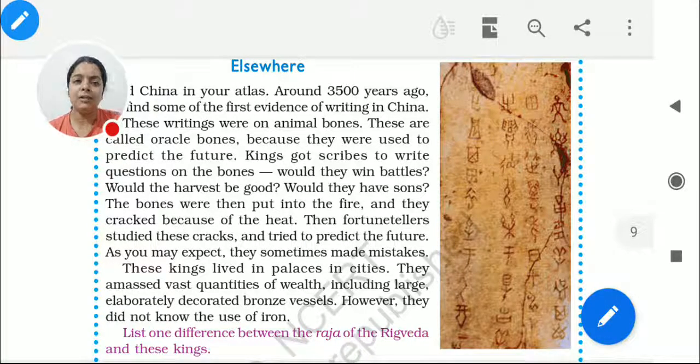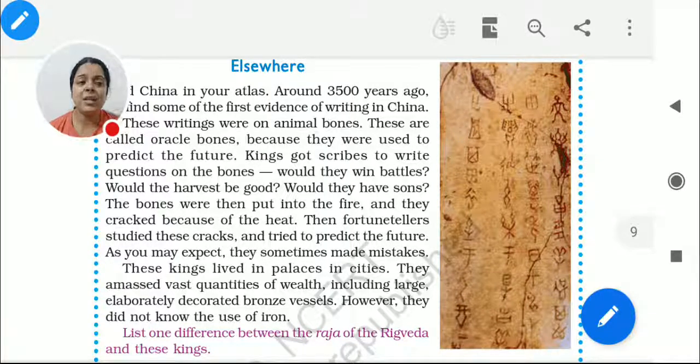So all these kind of things, just through going through the study of these cracked bones, they could predict whether the king will be the ruler, whether the king will win the battle, whether he'll have the son, or whether rest of the questions, like different kind of questions were there to be written on the bones. Put it into fire, let it be cracked, and after that the cracked piece will be read by the fortune teller. So he will study it properly and he will let you know whether whatever is your wish is going to be fulfilled or not. So we got to know about it.